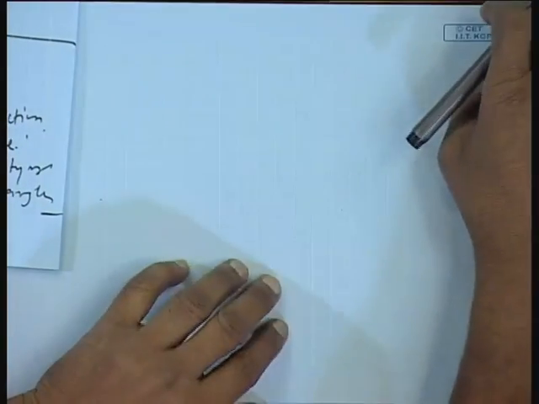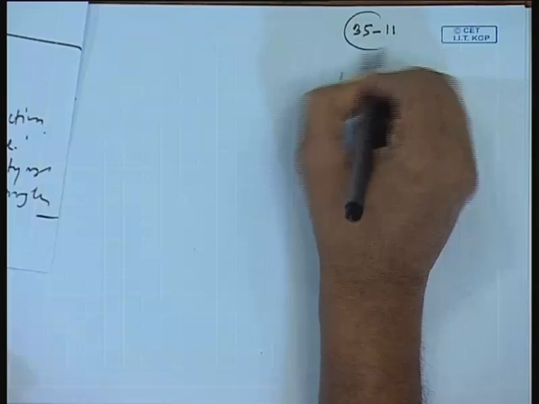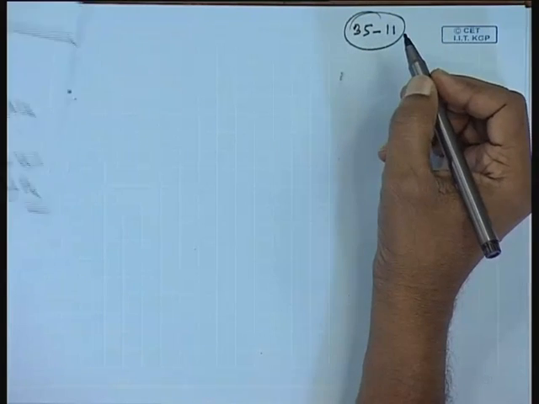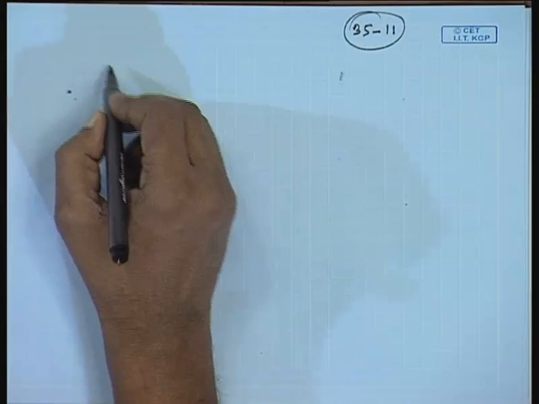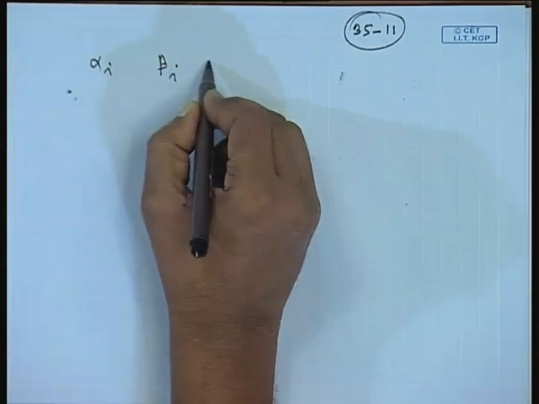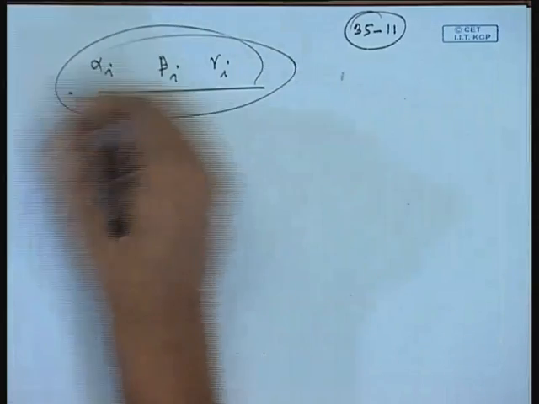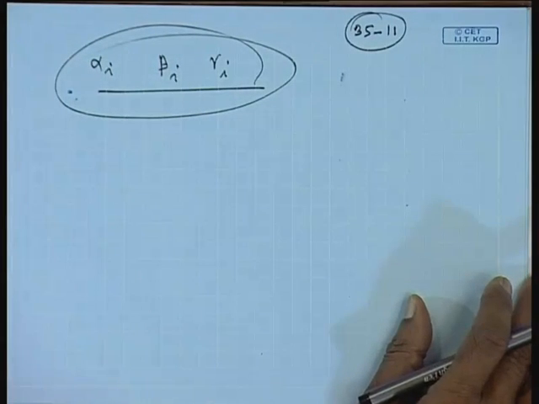Now let us see how to write in the form of cos alpha I, cos beta I. So we have to find out the angles alpha I, beta I and gamma I. To find out the angles, we go back into our original picture.